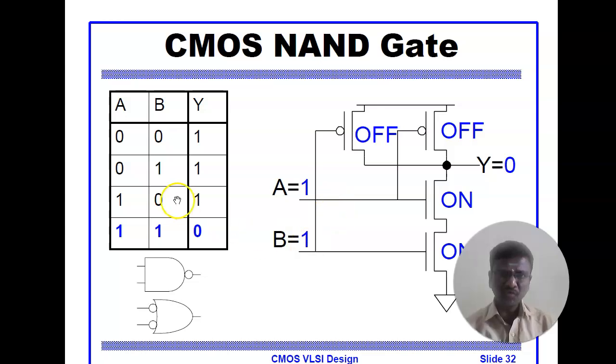So this is how the CMOS NAND gate works, right? Based on the connections of the PMOS and NMOS transistors, we will see how the output will be produced. Okay, so this is a two input NAND gate.